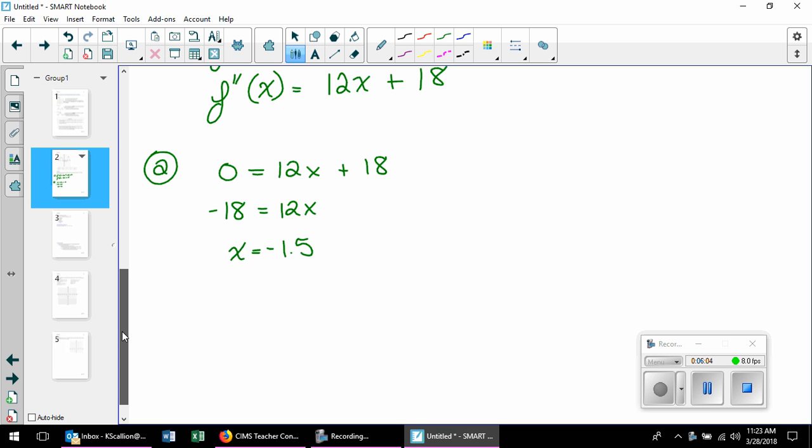Okay, I need a coordinate pair for my inflection point. So that involves a coordinate pair. So sub it back into which equation? The original, because we're looking for the inflection point on that cubic graph. So it's going to go back into the original.